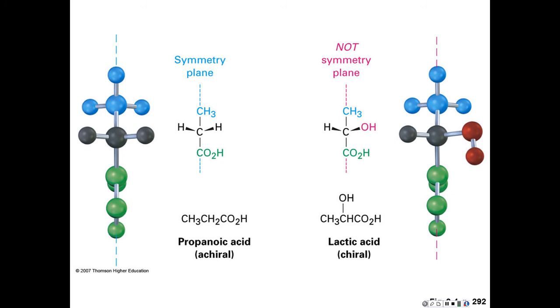What is the test? Handedness. Does it have an internal mirror? Excellent, thank you. It doesn't have an internal mirror plane. That is the test for chirality. So what we're going to do is look at a tetrahedron and see what happens.